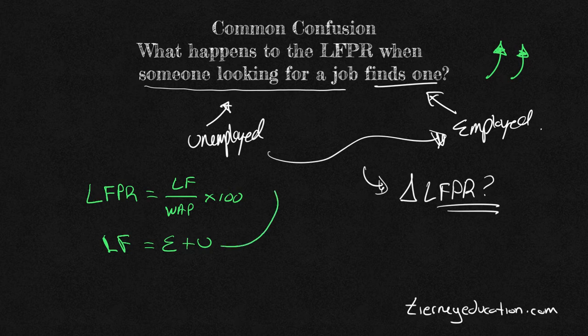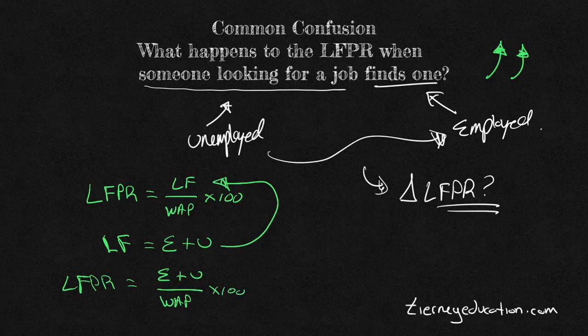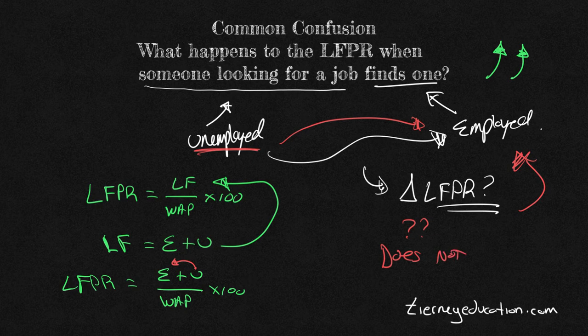So if I can take this labor force and plug it in here, I know my labor force participation rate is equal to the employed plus the unemployed over the working age population times 100. So if I have someone that goes from being unemployed and now is employed, they're just moving from one part in the numerator to the other. So how does the labor force participation rate change when this stuff changes up here? Well, it does not change.